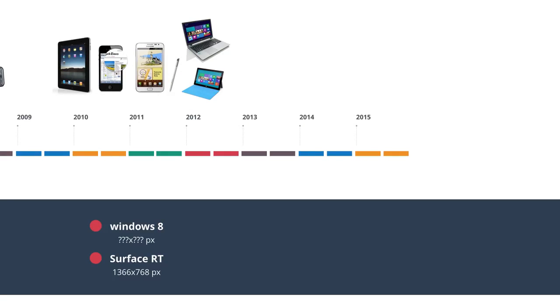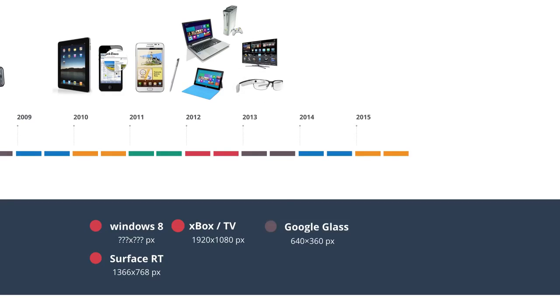And then we move into 2012, Windows 8 came out along with the Microsoft Surface, and all these crazy laptops with touchscreens, different sizes all over the place. That was followed in the same year by the Xbox getting a software update which gave it a web browser. Around the same time, all kinds of TVs and smart TVs started becoming really popular. And then we move into 2013, Google Glass came out. One day after it came out, the term glasshole was released upon the internet.